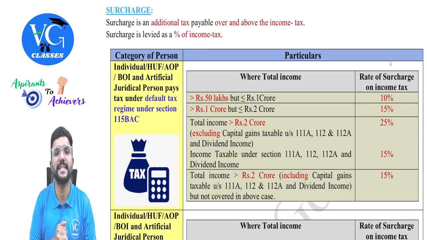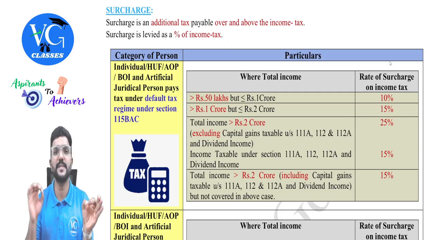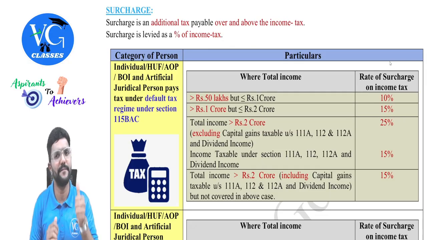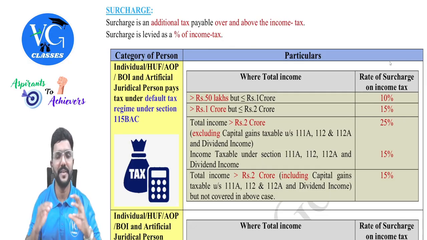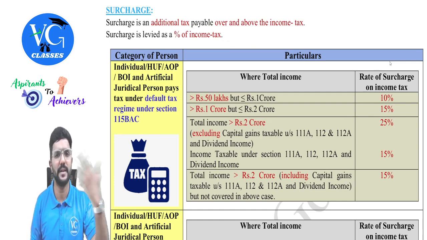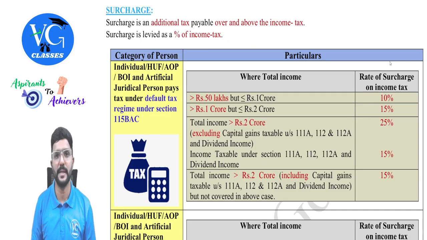Guys, one important thing you have to take care. Whenever you are supposed to calculate the tax liability, after gross tax liability, just pause for a second and see whether surcharge is applicable or not. Sir, when is surcharge applicable? You need to see whether the total income is more than the specified limits like 50 lakh, 1 crore, 2 crore, 5 crore and 10 crore. Only when the total income of an assessee is more than certain limits, surcharge would be applicable.